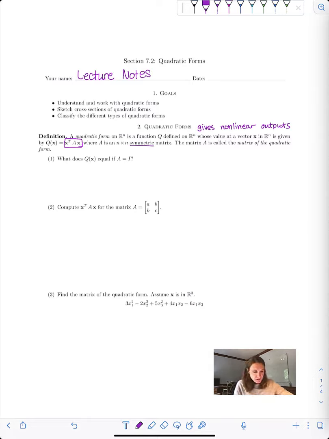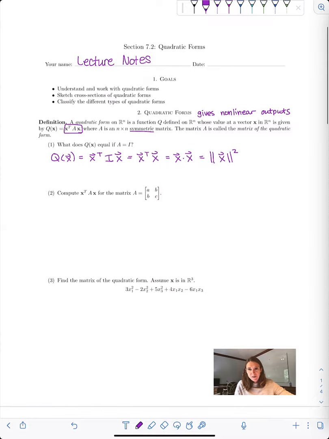So first of all, if you use a certain special A, you get something nice out. If, instead of A, we put the identity matrix in, well, multiplying by the identity gives back what we started with. And note that X transpose times X is the dot product of X with itself, which is the same thing as the length of X squared. So special values of A give special things when we do quadratic forms.